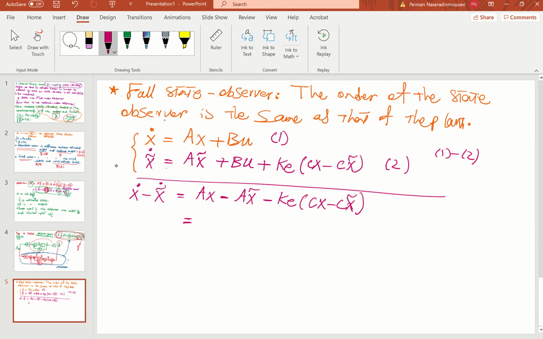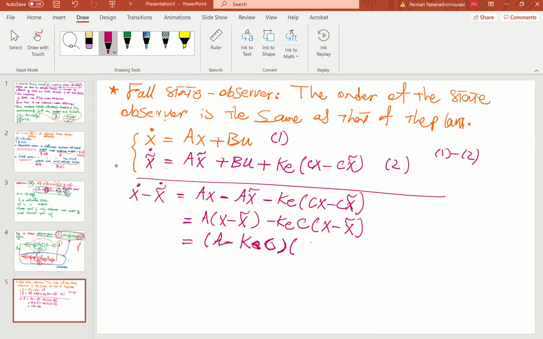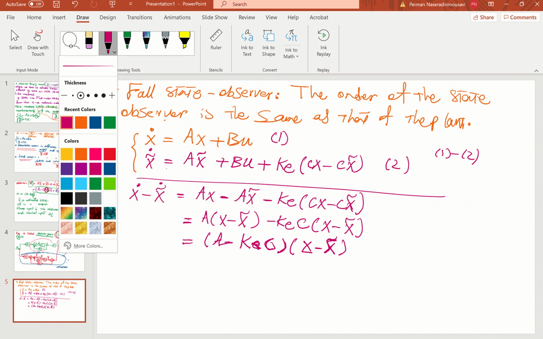You're going to have C times (x minus x hat) minus K_E C times (x minus x hat), that's right. You can't factor out C, so finally you can write it like this: this is equal to (A minus K_E C) times (x minus x bar). Yes or no? Yes, that's right.